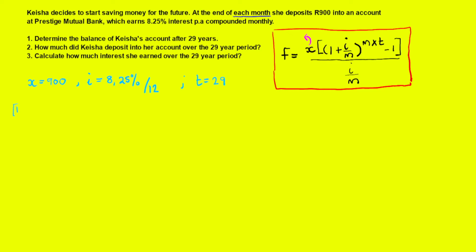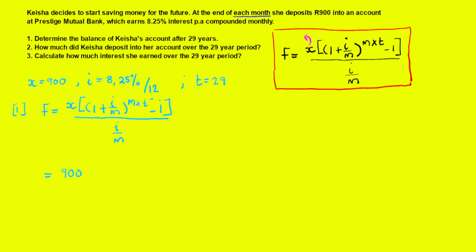So to answer the first question, which says determine the balance of Keisha's account, that means that they want the future value. So after 29 years, the balance would be a very big amount. What do you use? You use your formula, which is F, which stands for future value, or the balance after those amount of years, would be X, square bracket, round bracket, 1 plus I divided by M to the power of M times T minus 1, close your bracket, divided by I over M.